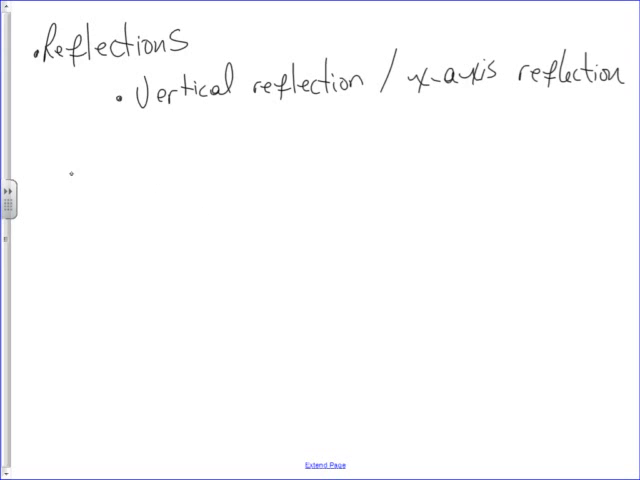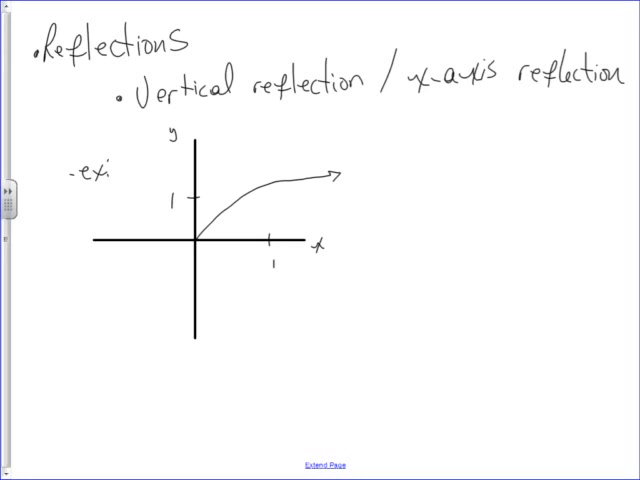Alright, so here's an example. So here we have the simple square root graph. It's kind of off, but you get the point. So this is simply y equals the square root of x. Alright, that's our square root graph.